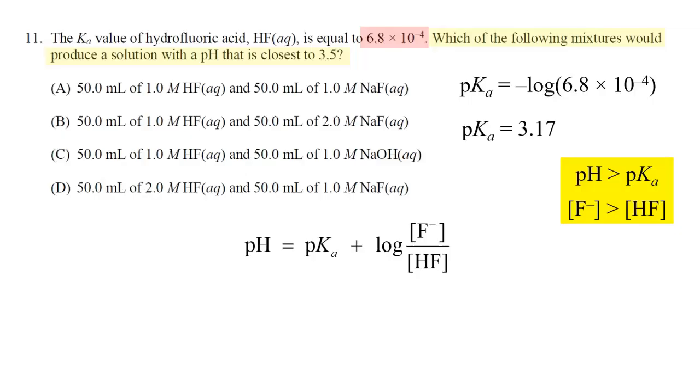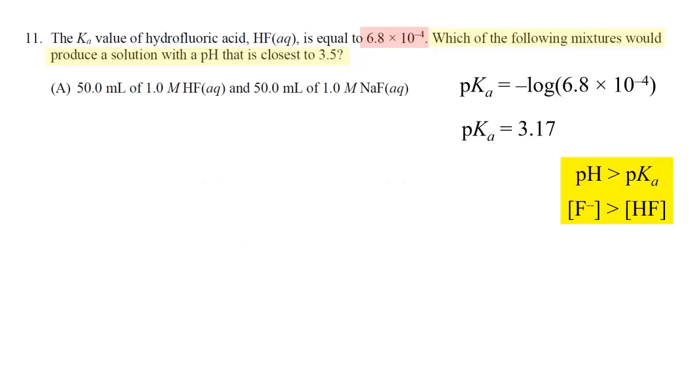So as I examine the four choices listed in question 11, I'm looking for a scenario in which the concentration of F minus is greater than the concentration of HF. I'll start with choice A. I see 50 milliliters of a 1.0 molar solution of HF combined with 50 milliliters of a 1.0 molar solution of sodium fluoride. That would result in equal concentrations of HF and F minus. The pH would equal the pKa of 3.17, so I can eliminate choice A.